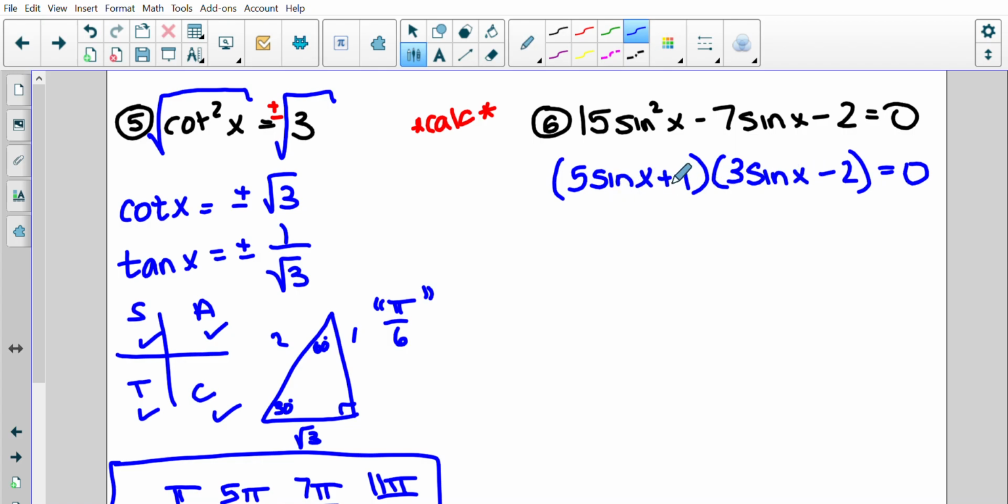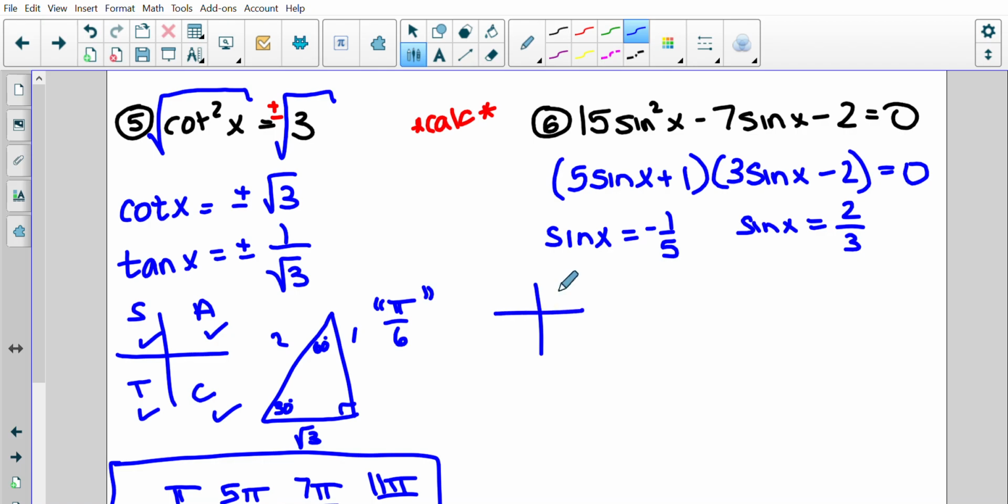And then you set each one equal to 0 and solve for sine x. So here we would get sine x equals negative 1/5, and here we would get sine x equals 2/3. So from here, I'm going to decide, first of all, is this doable? Is sine x allowed to be negative 1/5? Well, negative 1/5 is in between negative 1 and 1. So yes, this is a doable problem.